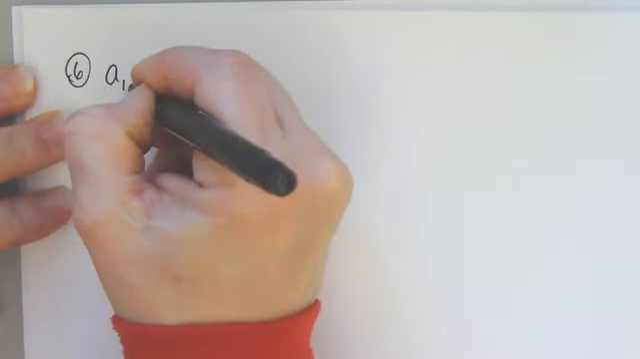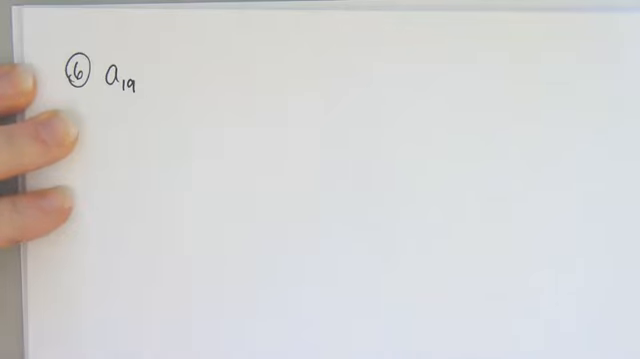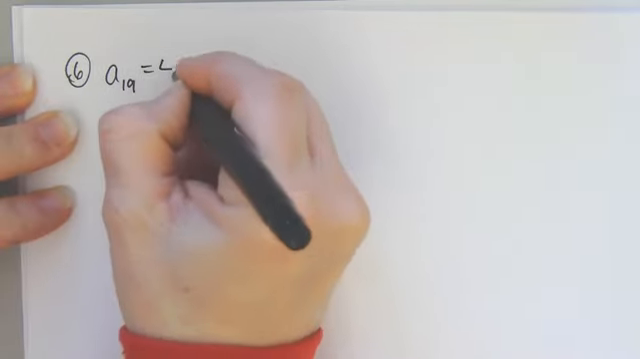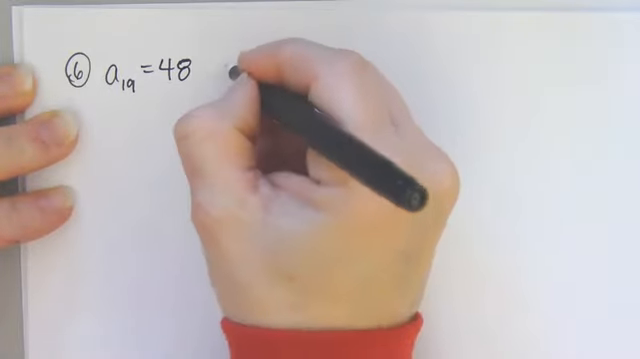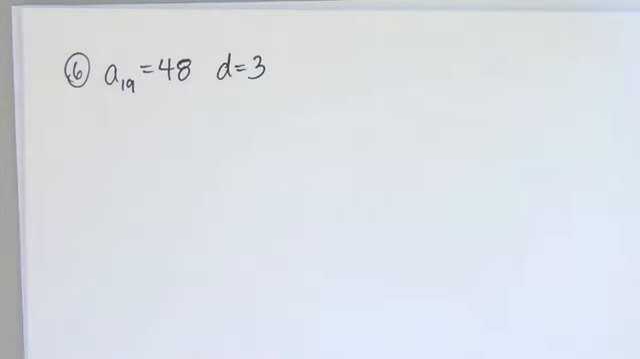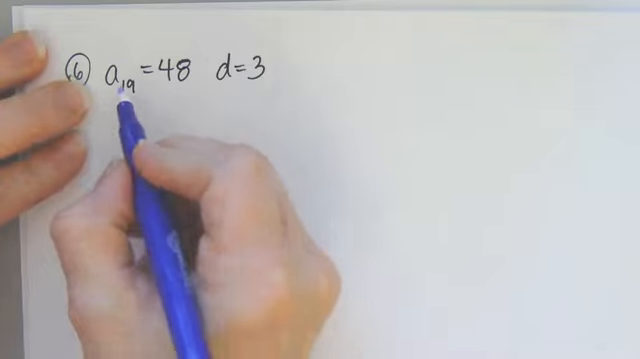Alright, so we just wrote a rule given a list of numbers. I could also give you a very easy problem where I just give you a sub 1 and d, so those should be the easiest. This time I'm going to give you something a little bit trickier. I'm going to give you a sub 19. I'm going to tell you that the 19th term is 48, and that my common difference is 3. So you've got to look at this and pick apart a couple things here.